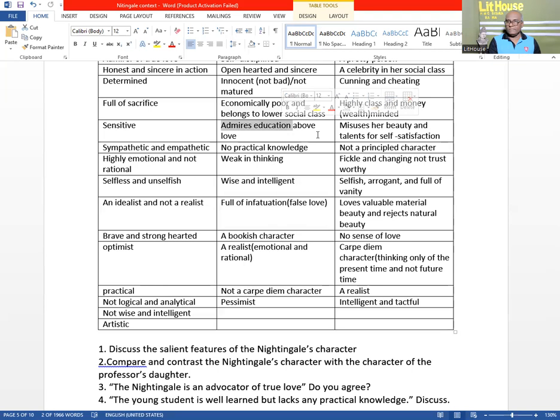Admires education. Now, this student, he finally decides education is the best. Education is the most valuable thing in life. Love is secondary, right? Love is not about education. He thinks so. Okay? But the Nightingale thinks love is the most valuable thing, right? They think differently.